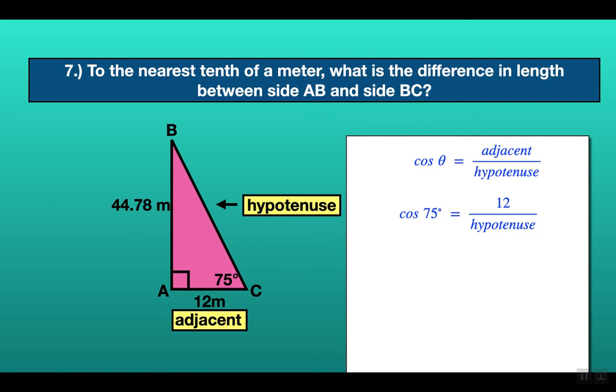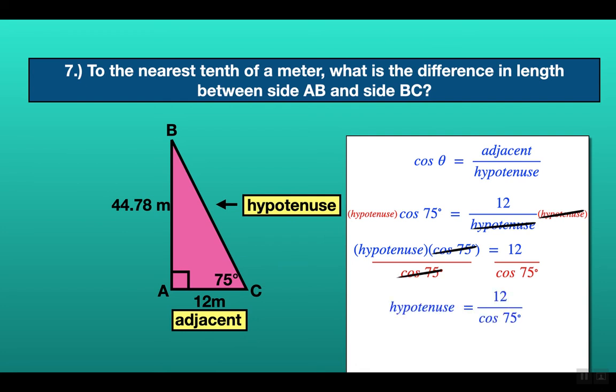Now let's get the hypotenuse to the left and cosine of 75 degrees to the right of our equation. So we multiply both sides by the hypotenuse, which cancels out. Then let's divide both sides by the cosine of 75 degrees. That leaves us with the equation that the hypotenuse equals 12 divided by the cosine of 75 degrees. Now again, let's practice putting that in the calculator. The correct way to enter it would be 12 divided by 75 cosine equals, and the answer you should get is approximately 46.36 meters.